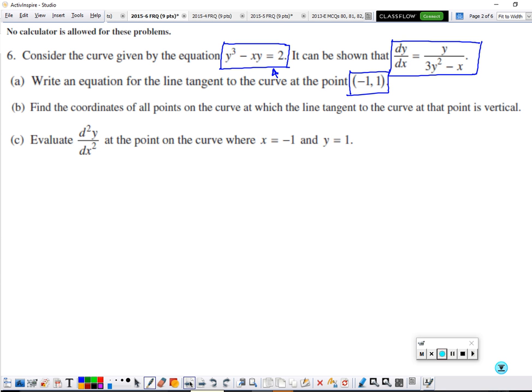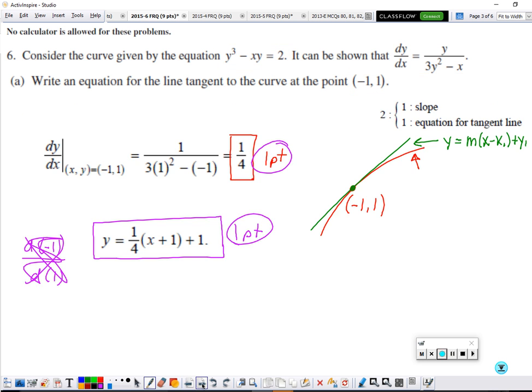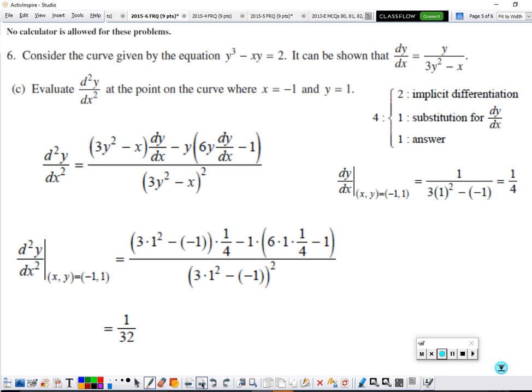Evaluate the second derivative at the point where x equals -1, y equals 1. So I'm supposed to take the derivative again. So here's the work. Okay, I'll talk through it. Look, it's the quotient rule.